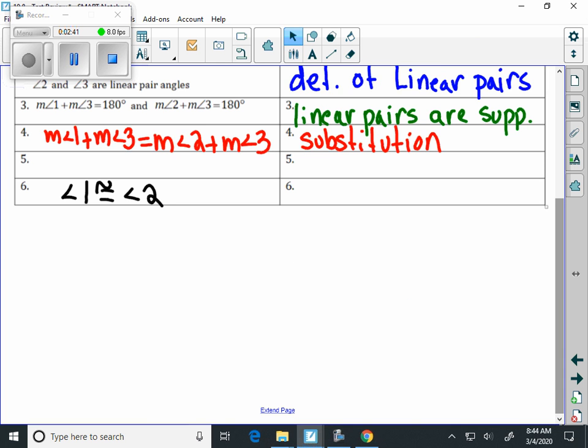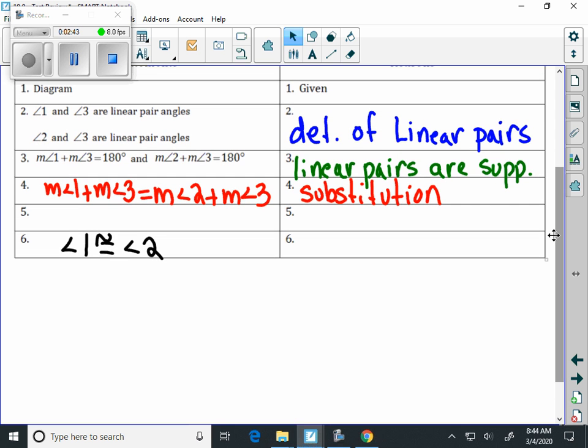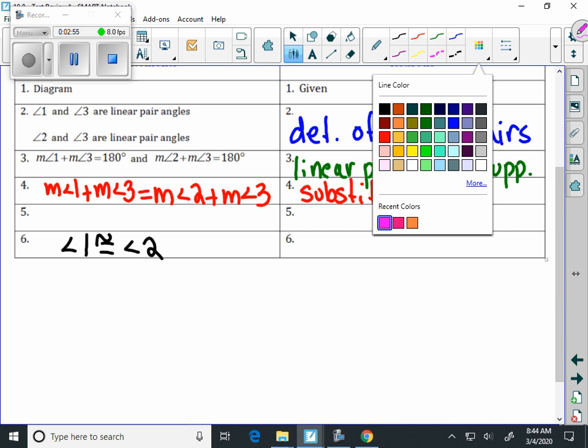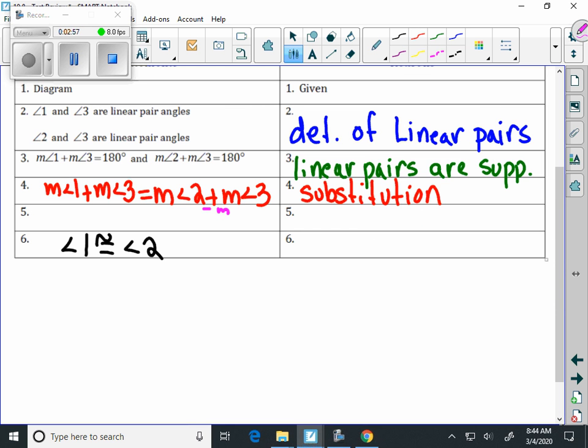But as we get close to finishing this proof now, if you look closely at statement 4, there's a measure of angle 3 on the left side, and there's a measure of angle 3 on the right side. And as I try to squeeze it in here, I'm going to subtract the measure of angle 3 from both sides. And we don't typically write that, I usually do write that. But that tells us our reason here. It's going to be subtraction.